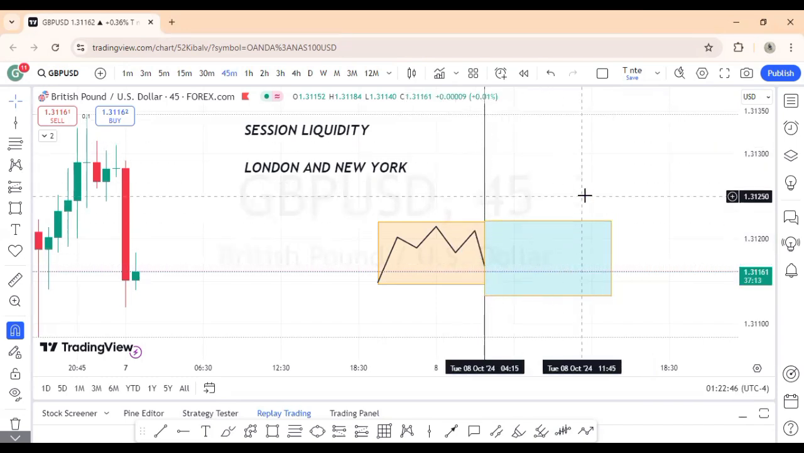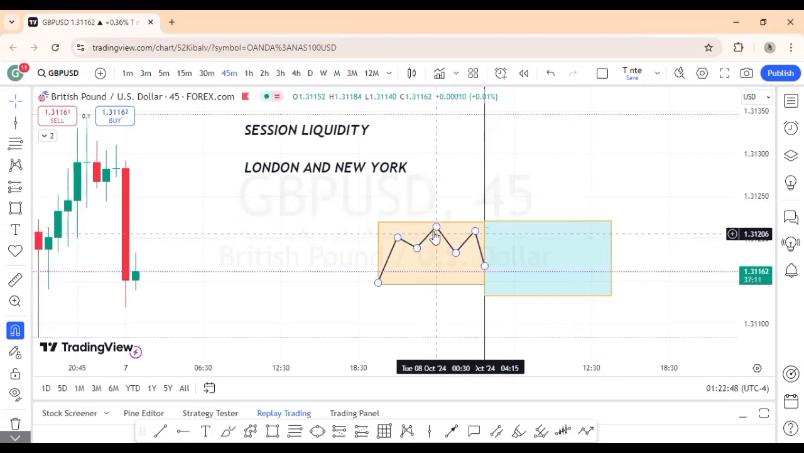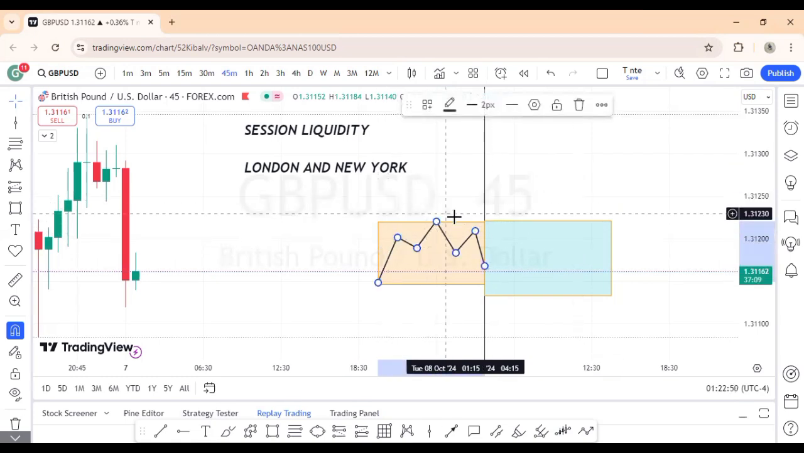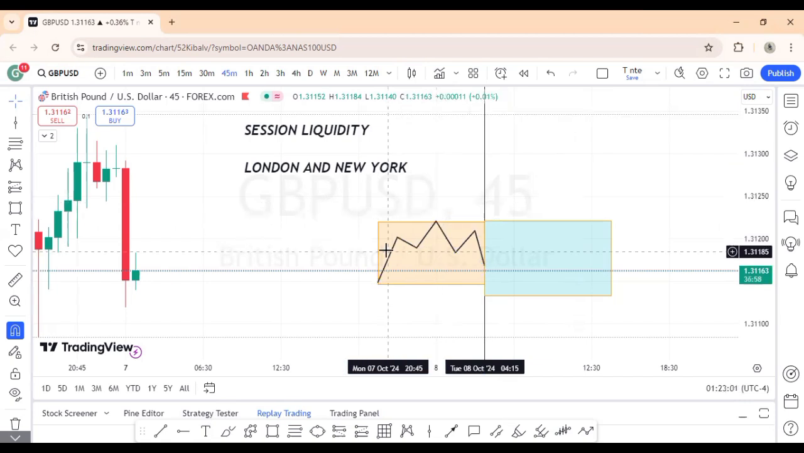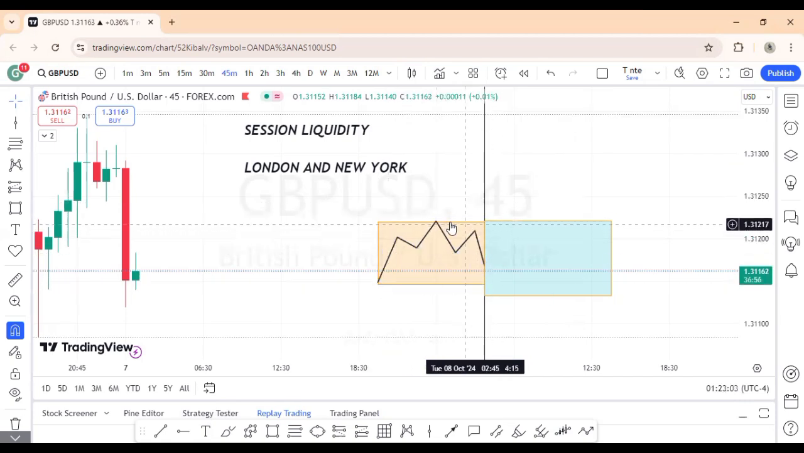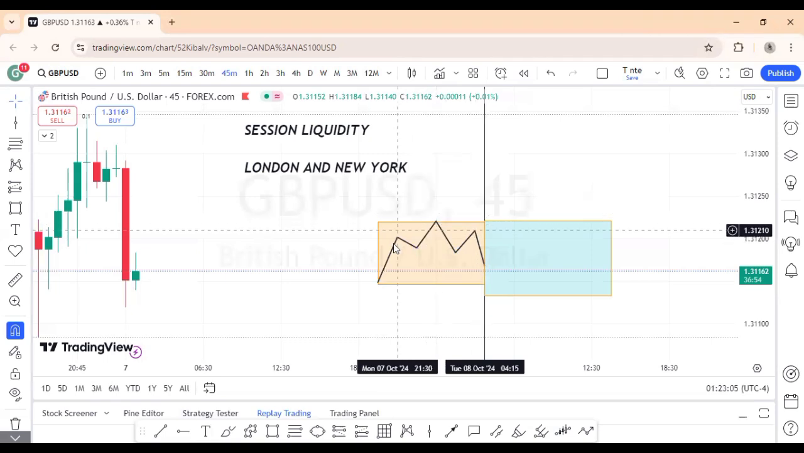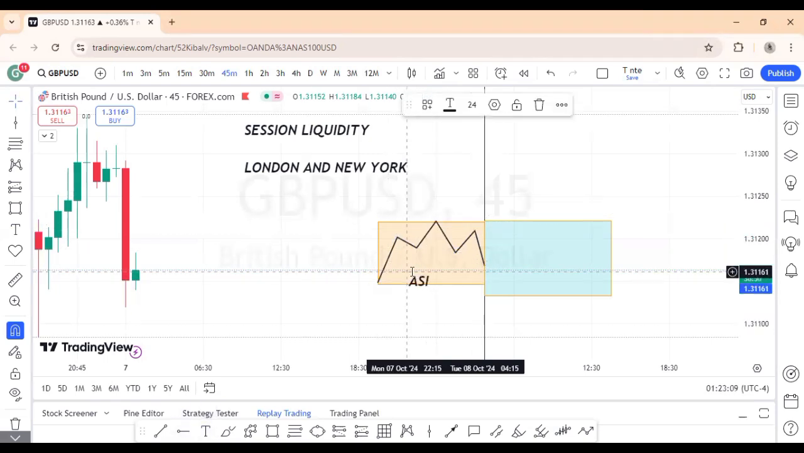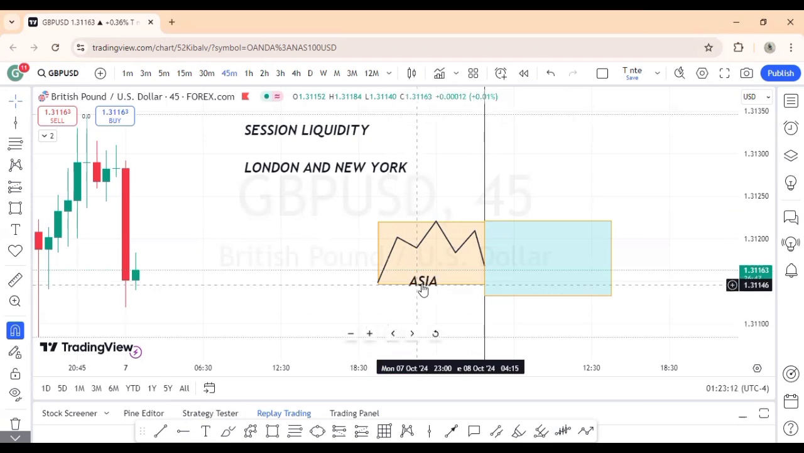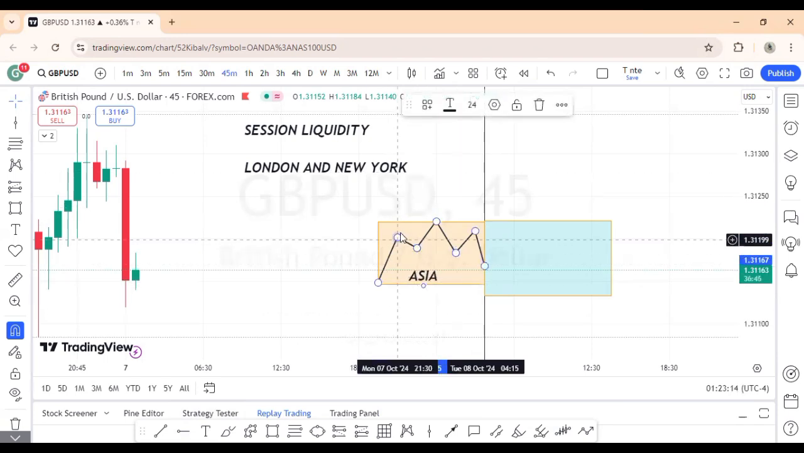When we enter into the London session, what happens? The high that was formed in Asia becomes Asian liquidity, or Asian session liquidity. You can call it ASL. So Asian session liquidity is the high and the low. All these highs and lows formed in Asia become what we call Asian liquidity, right?